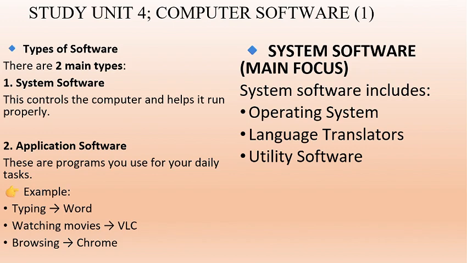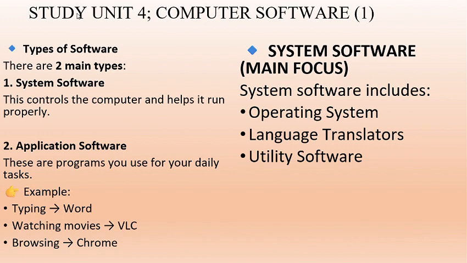So the second one is application software. These are programs you use for your daily tasks. Example is typing, which is Word. For an example, now you are using Microsoft Word to type. That is an example of an application software.